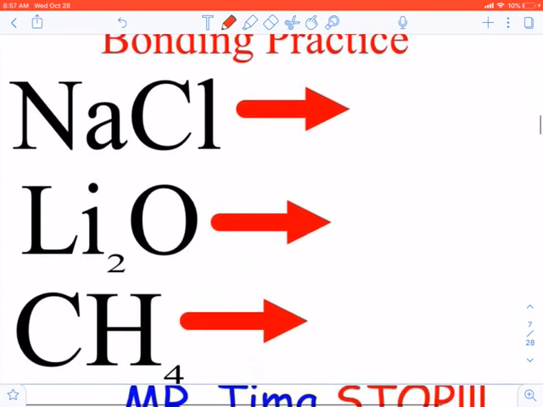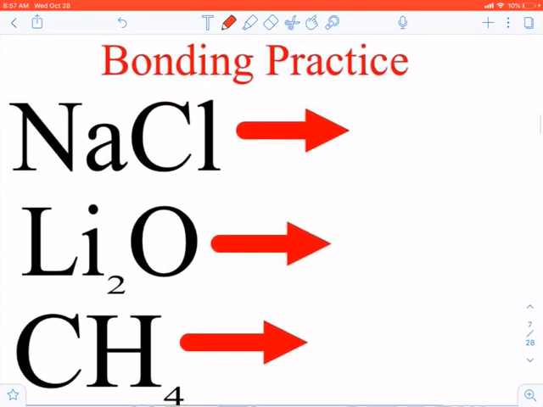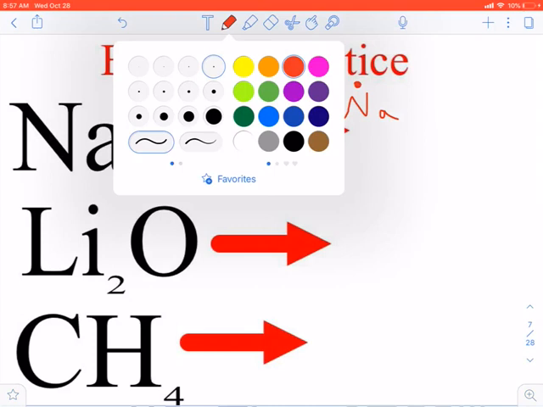Well, let's look at this for a second. Sodium. If you look at the periodic table for sodium, you're going to see that sodium has 1 valence electron. It's in family 1 and has 1 outer shell electron. I'll change my color here.